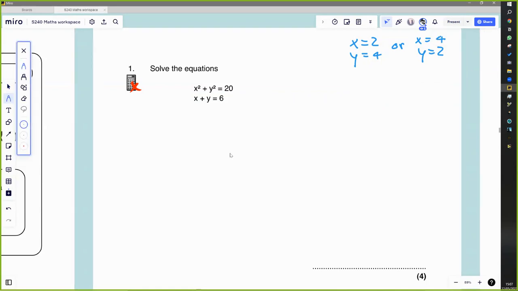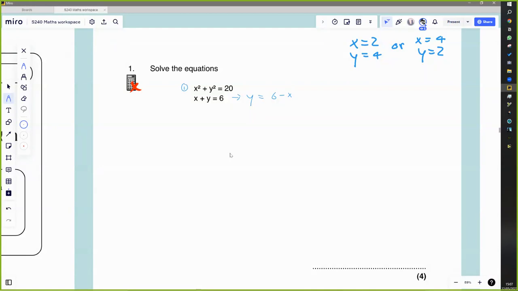So how do we do this? Well, the trick is to get the equation that is linear, which we should have, and rearrange it. So I'm going to rearrange the second equation, the linear equation, by taking away x from both sides. So I've got y is equal to 6 minus x. And now I have a value for y, which is 6 minus x. I can put that in place of where y is in this first equation.